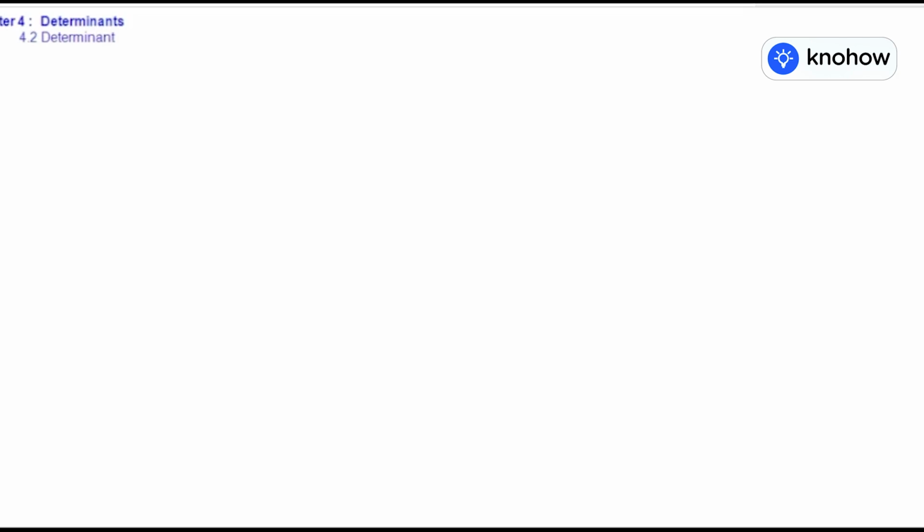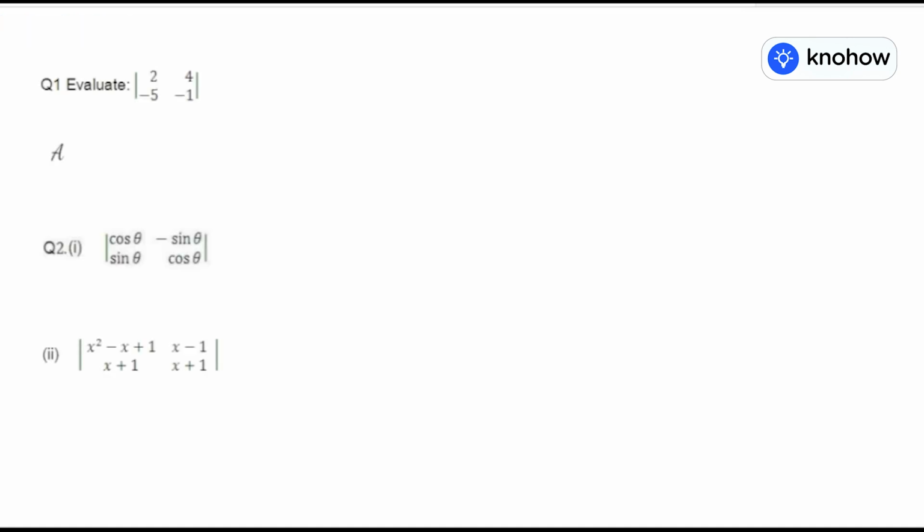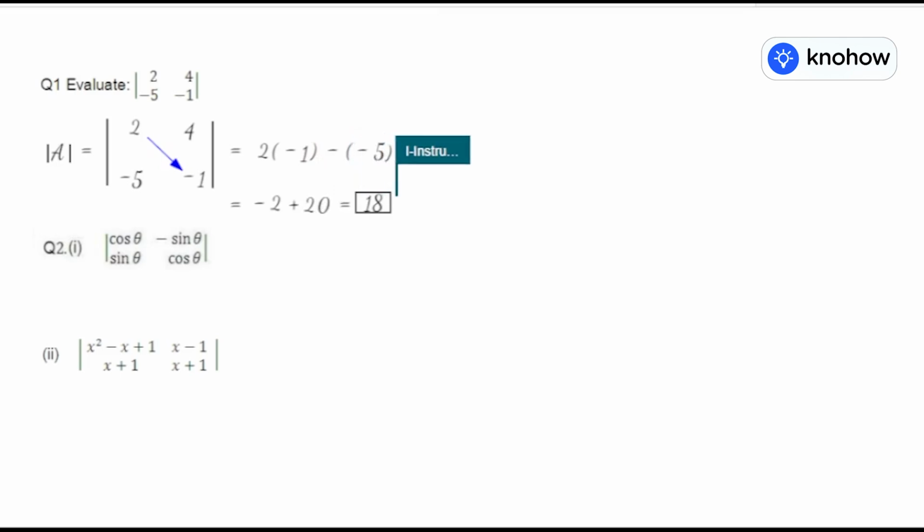The determinant 2, 4, minus 5, minus 1. It is a determinant of second order. If I call it determinant A, how do you evaluate it? You multiply the elements of the main diagonal, so you get 2 into minus 1, and minus the product of the elements on the other diagonal, 4 into minus 5. So you get minus 2 plus 20, so the answer is 18. The value of the determinant is 18.